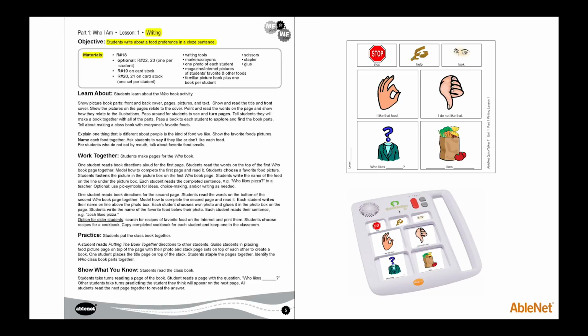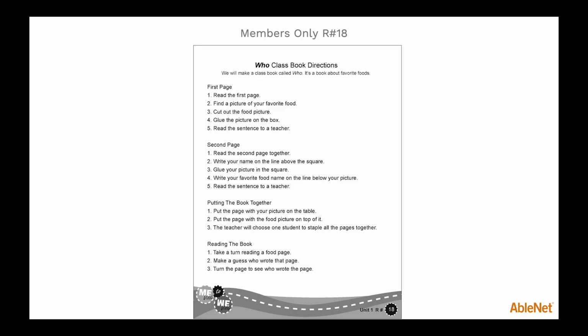activities. In the materials list, you will see reproducible number 18, which is the set of directions for the Who class book activity. In this portion of Lesson 1, students are making a book about everyone's favorite foods. Notice there are not any pick symbols to support these directions. This is done purposely, as students need to see the words that are not supported with pictures.